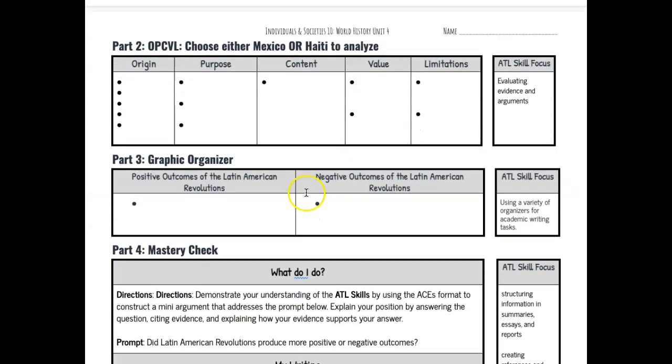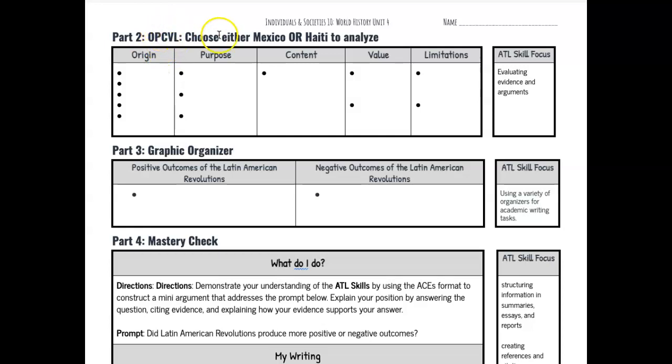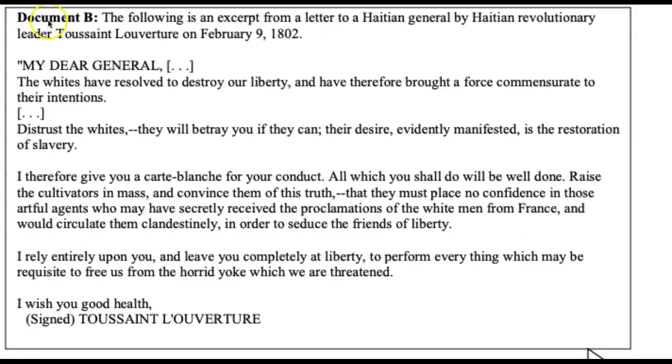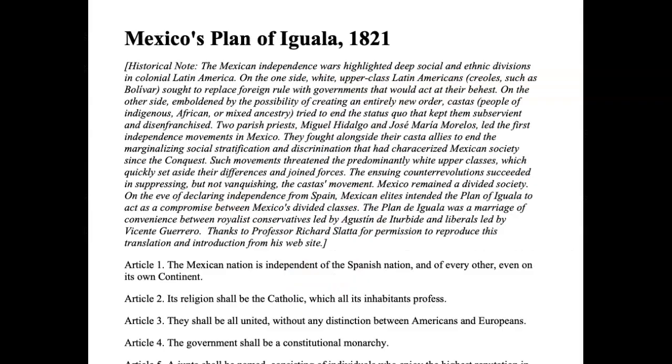So we're looking at the back of your paper for the OPCVL, where you're going to eventually fill in this. We'll also need your source documents. On one side, you should see Mexico's Plan of Iguala from 1821, and on the other side, you should see this document from Toussaint Louverture from 1802. The one from Toussaint Louverture is from the Haitian Revolution era, and the Mexico Plan of Iguala is, of course, from the Mexican independence movement.